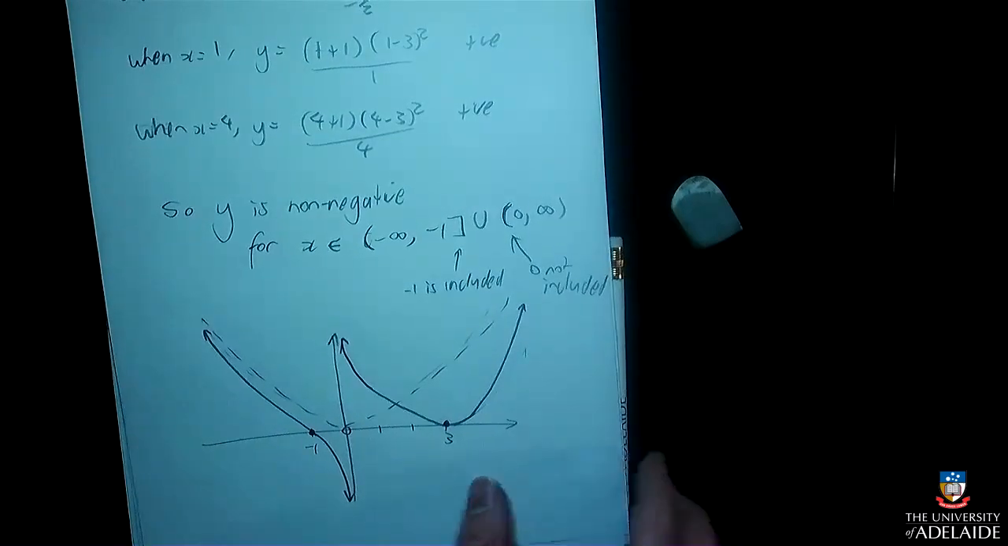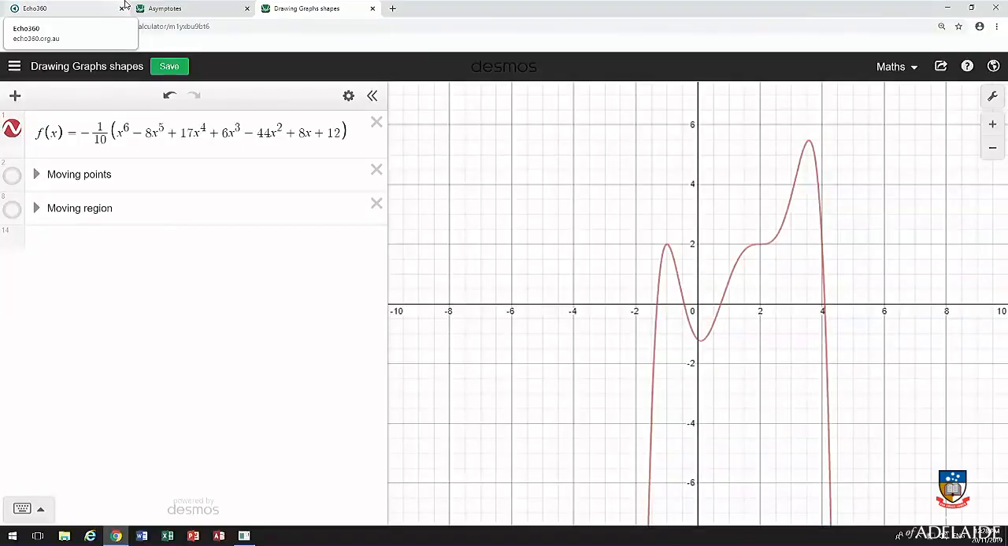So, there are two more things about the way a graph works that I would like to talk about. And I'm going to talk about them on the computer. So remember this graph? I might just zoom in a little.